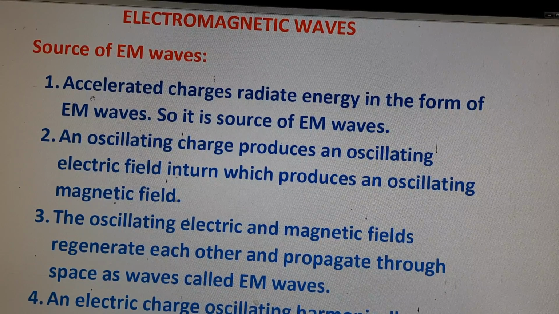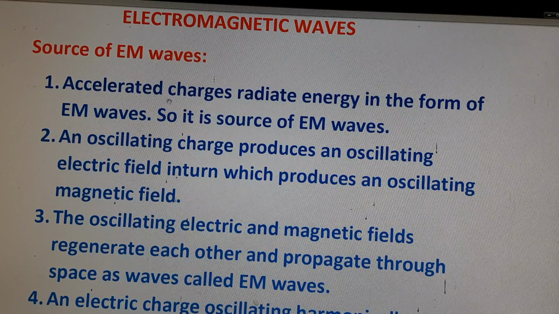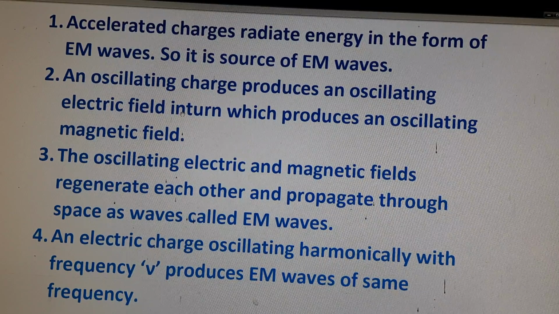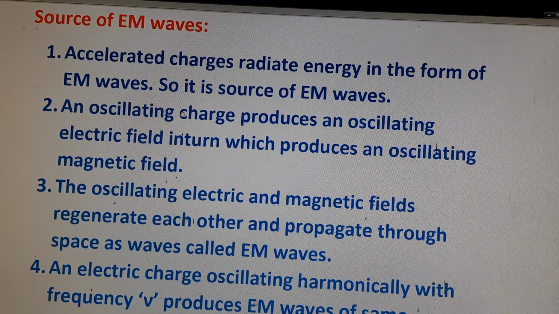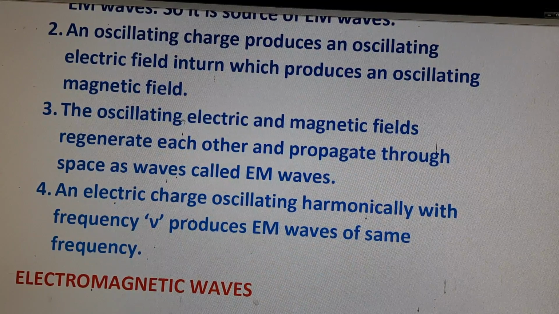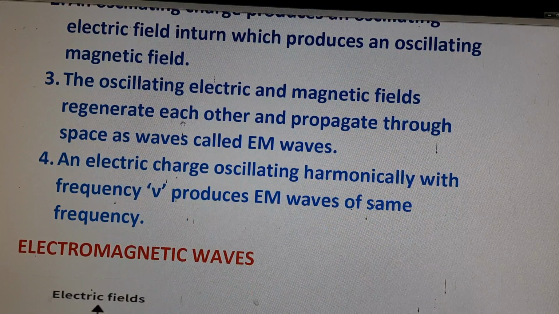So the accelerated charges are the origin, the source of the electromagnetic waves. The second one is an oscillating charge. It can produce an oscillating electric field, and the oscillating electric field can produce an oscillating magnetic field. The combination of electric field and magnetic field generates the electromagnetic wave. The oscillating electric and magnetic fields regenerate each other and propagate through space. The wave is called an electromagnetic wave.